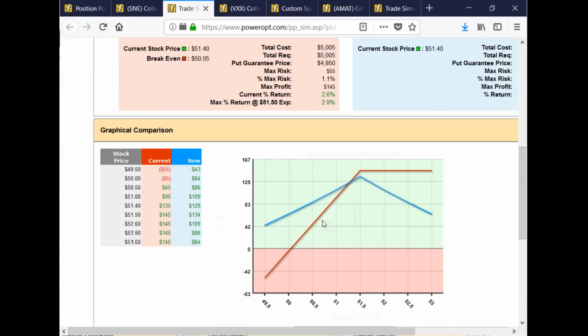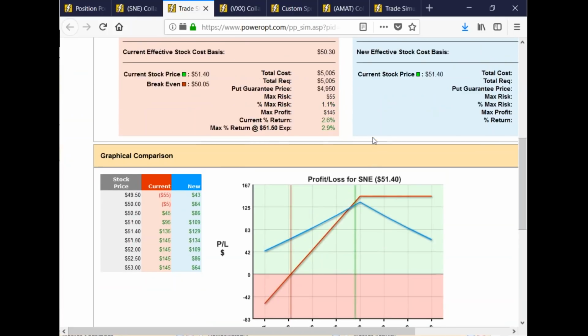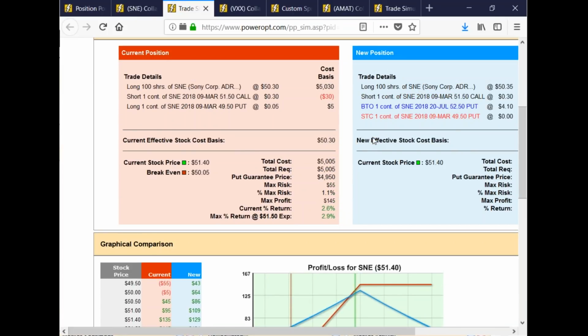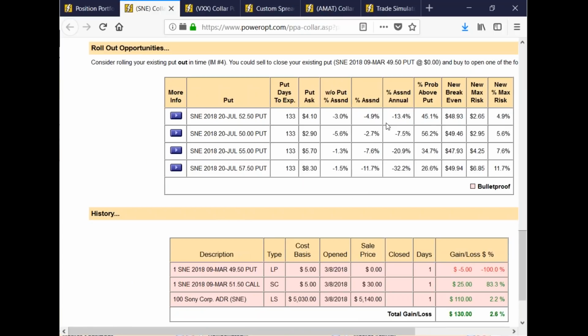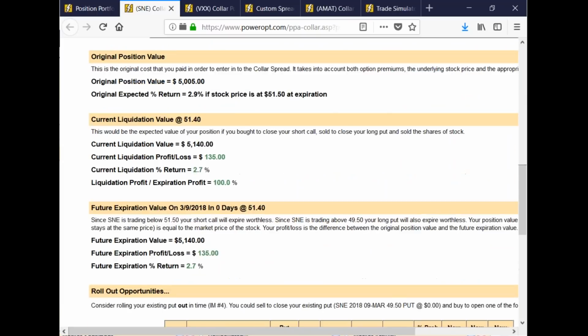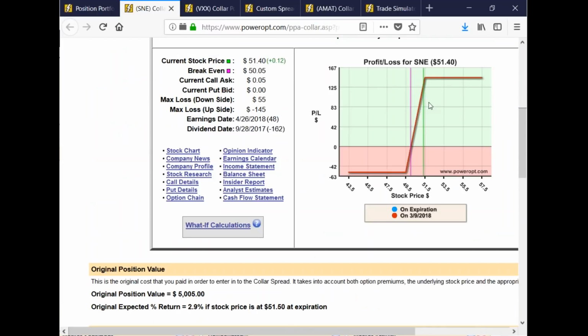Okay, it's not a bad idea based on your outlook for the stock going forward. Okay, we let these expire, we buy the long put. Okay, and now we have a married put position, essentially, with unlimited upside. But you're talking about the collar.